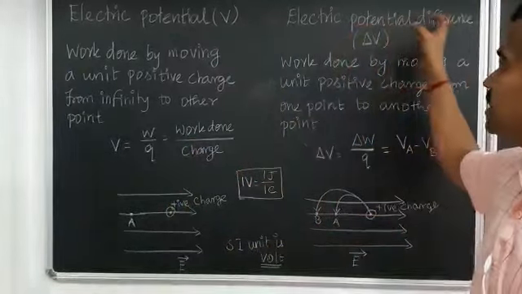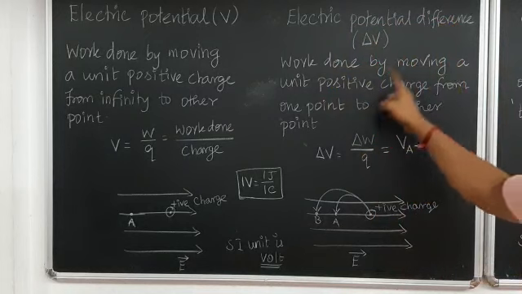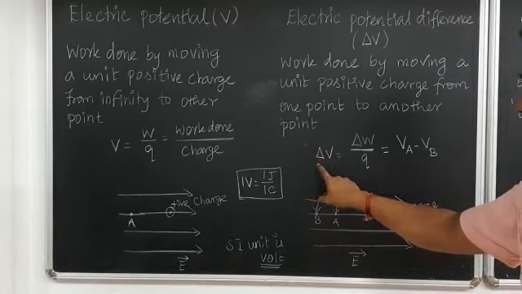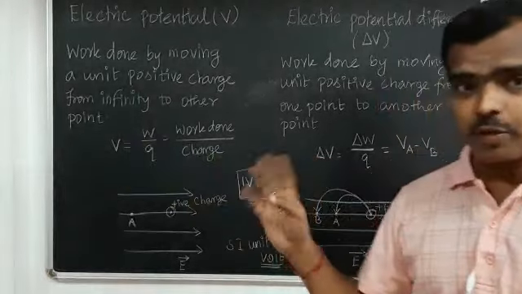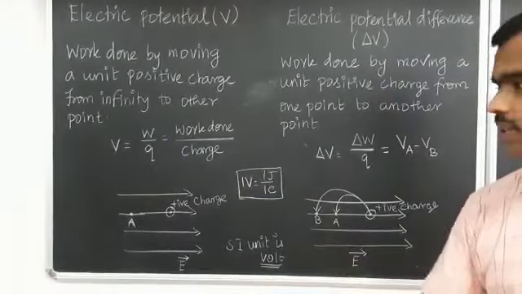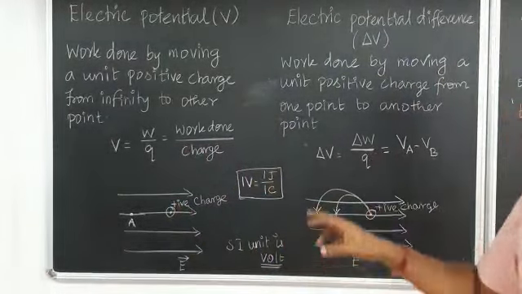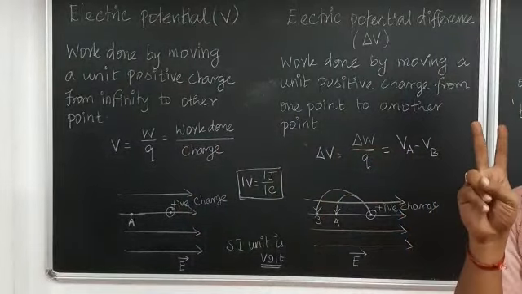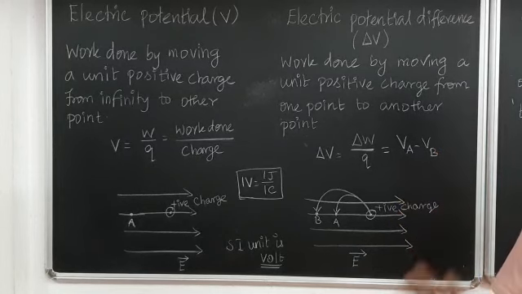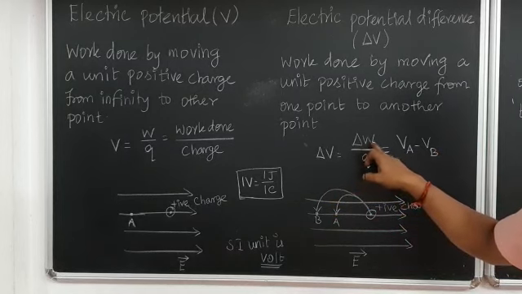Now electric potential difference means del V, and we need two points. It is the work done in moving a unit positive charge from one point to another point. Here I wrote del V, and there I wrote V. Del V means difference, so we must require two points. For electric potential we have only one point, carrying a charge to one particular point. But here we must require two points. If there is a potential difference between the two points, then definitely there will be a flow of current in that circuit.